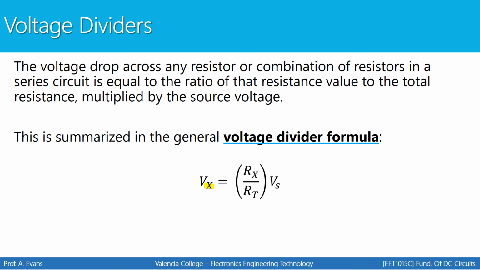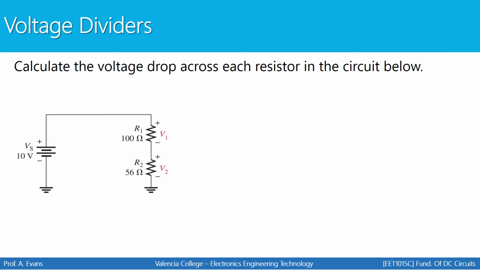But if you have resistors in series and you want to know the voltage for just one resistor in that chain of resistors, you can take that resistor value, divide by the total resistance, and then multiply by your source voltage. You'll have the voltage for just that one resistor. This also works for groups of resistors. Let's say I have 5 resistors in series, but I want the voltage across just 2 of them. I can still use this same formula. This value at the top will be the combination of those 2 resistors that I want the voltage for.